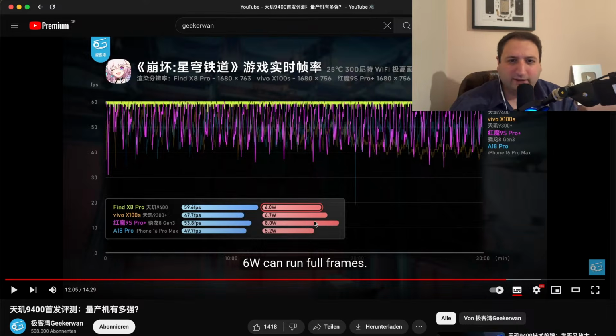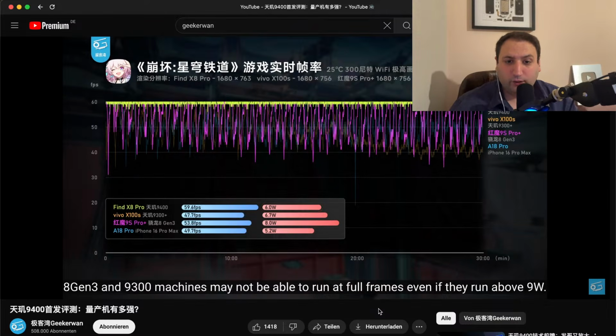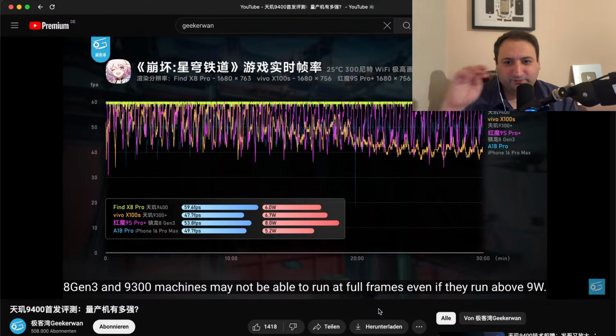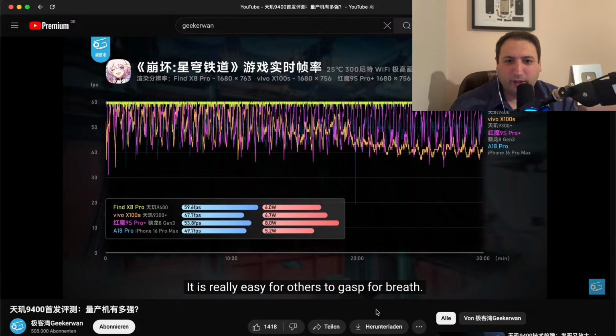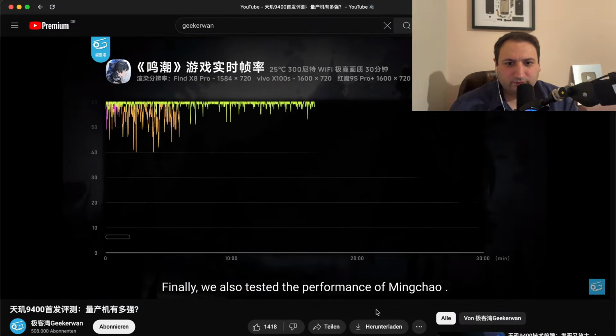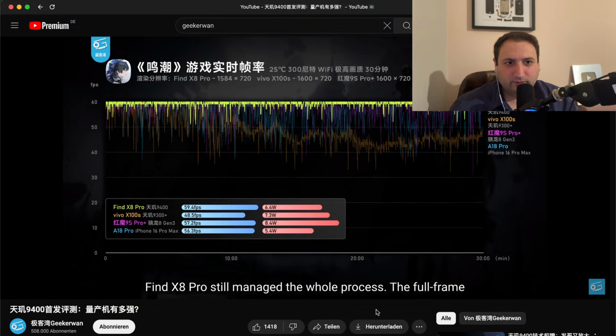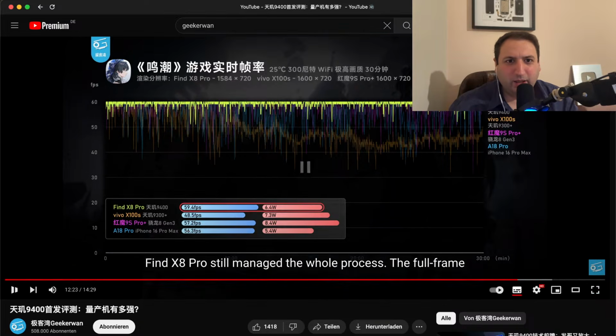Like 8 watts. Who wants that in a phone? It can run full frames at 8.3 watts. Oh, that's cool. Actually, even above 9 watts it doesn't necessarily hit full frames. I think he means it maxes out the frame rate. Finally, we also tested Wuthering Waves performance, where the Find X8 Pro again holds full frames throughout. But this resolution difference is a little ridiculous.